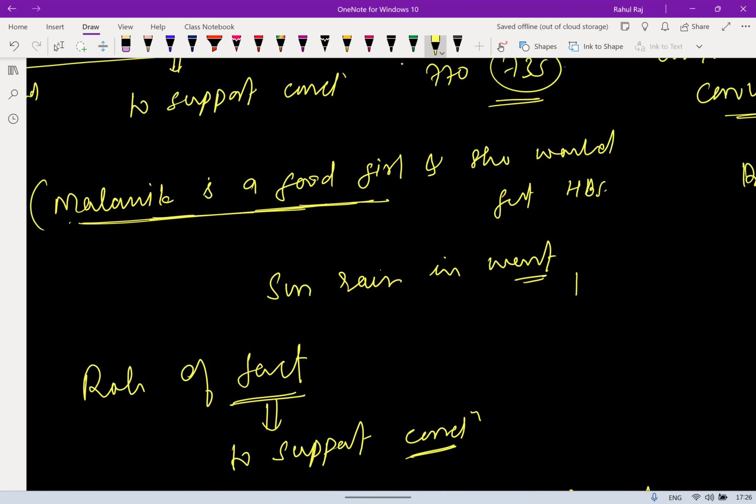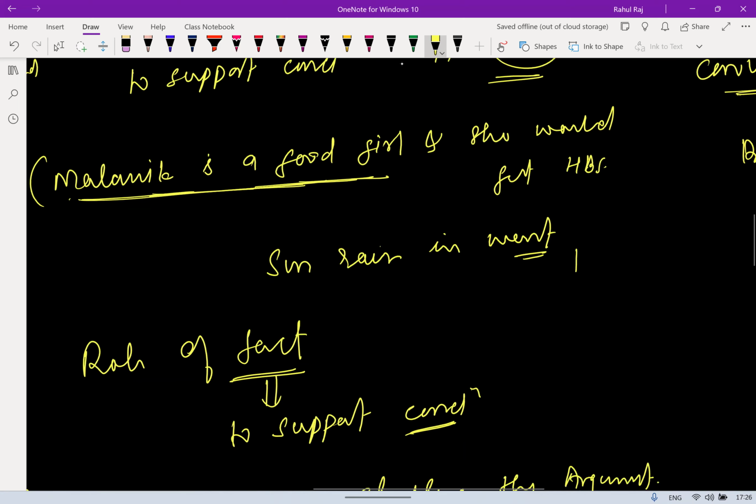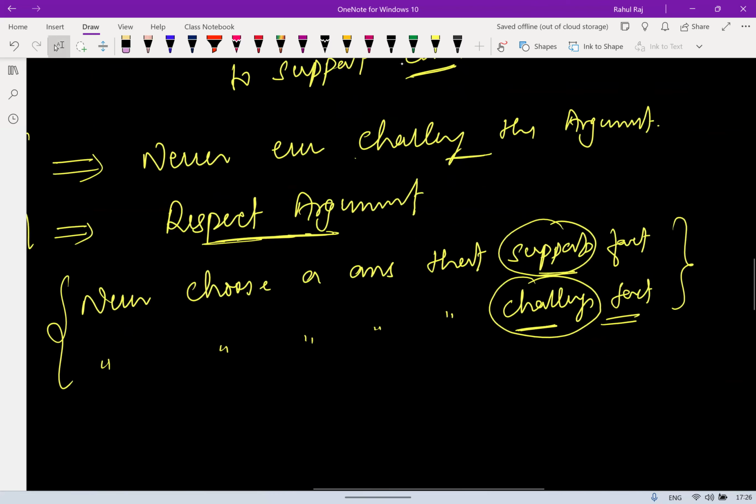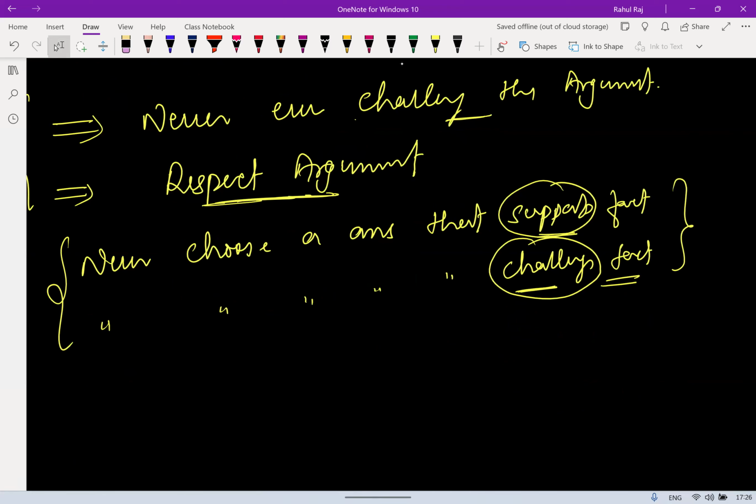So please ensure, because a lot of you might be very avid readers, and when you are a reader, you read some argument and you start trying to use your own head, that no, this is something which is wrong because I have read in some book these things happen. So please ensure don't do that. However big a reader you are, just keep it on the side. Ensure that you respect the argument. Whatever argument is presented in front of you, you have to accept it as 100% true. Always remember. And that's the reason respecting the argument means never choose an answer that supports the fact, never choose an answer that challenges the fact.